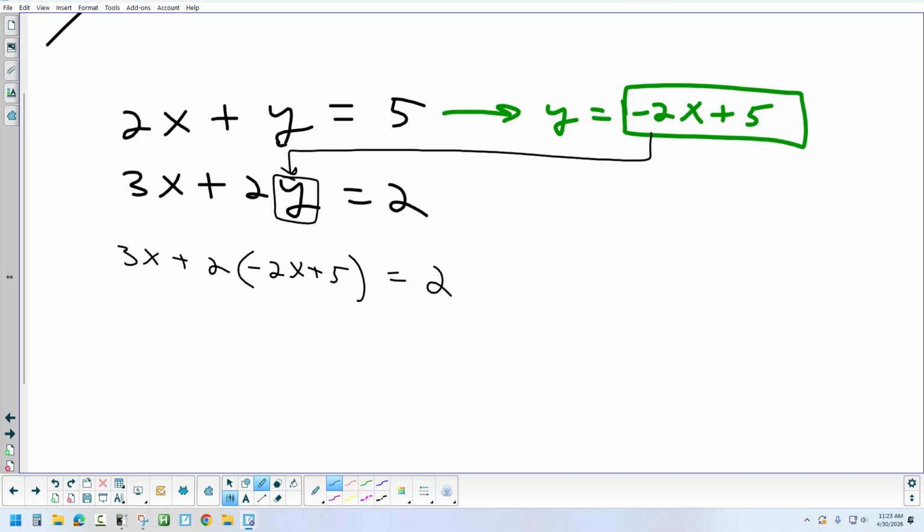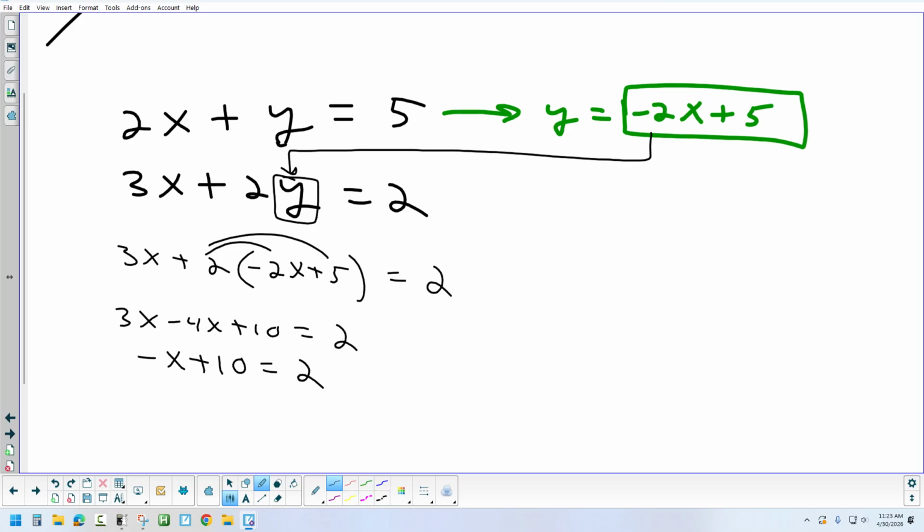Yeah. Distribute. Yep, distribute. And what do you get when you distribute out the 2? Negative 4x plus 10. All right, so we've distributed. What would we do next? Combine like terms. And what are your like terms on the left? 3x and negative 4x. And when you combine that, what does it give you? Negative x. Yep. So negative x.